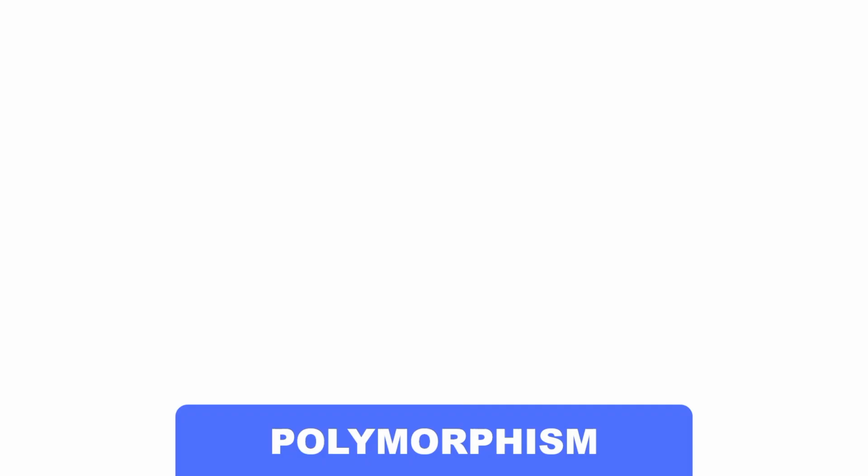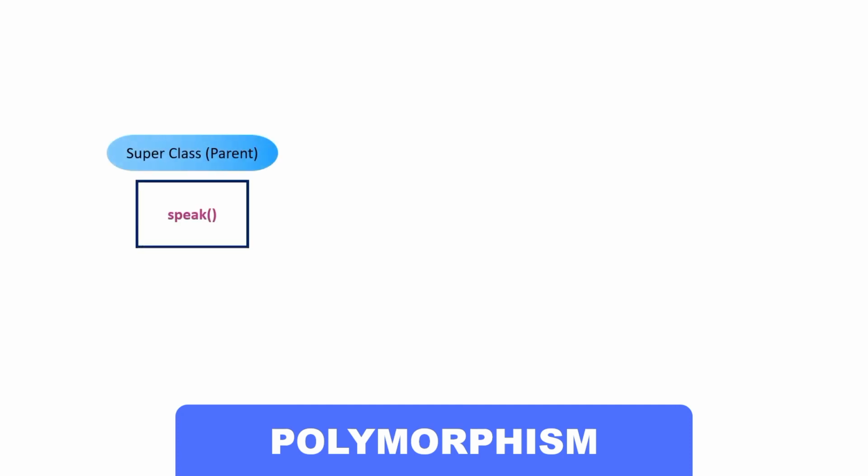The final fundamental concept of object-oriented programming is polymorphism. Polymorphism means that a class can implement an inherited method in its own way. We know that animals can speak, but every animal speaks in its own way. For example, dogs bark.